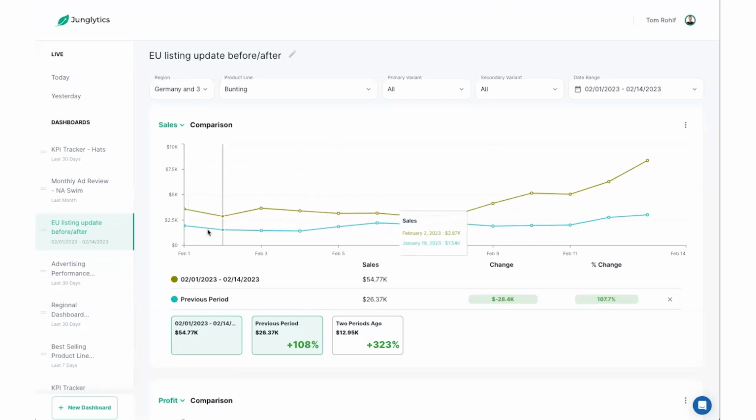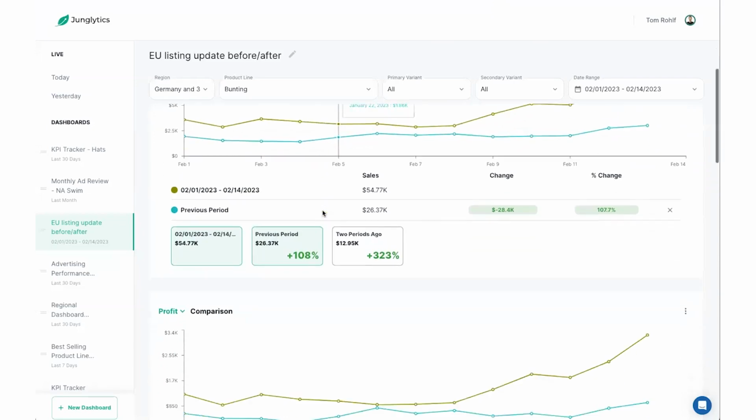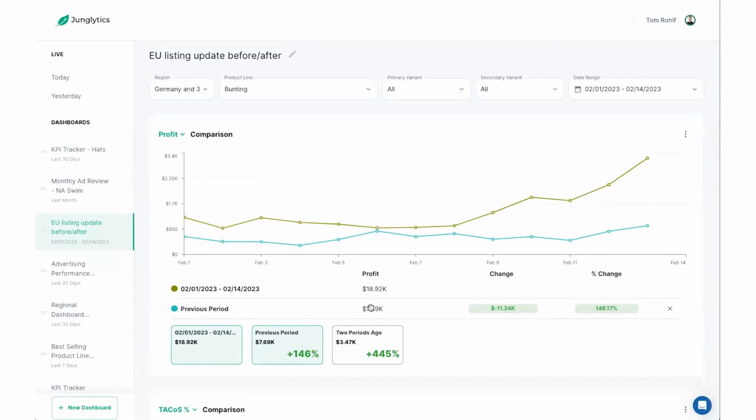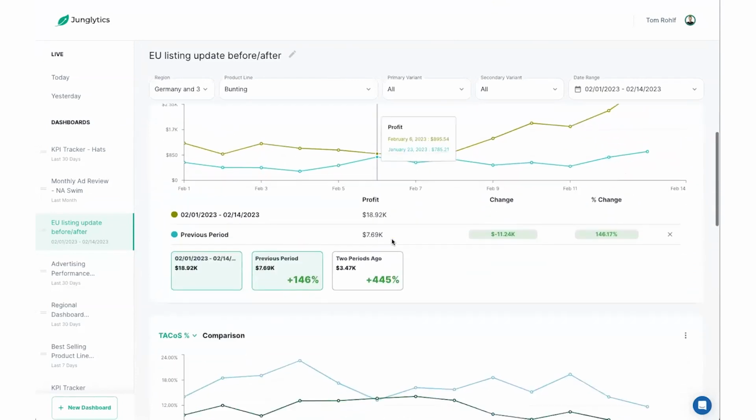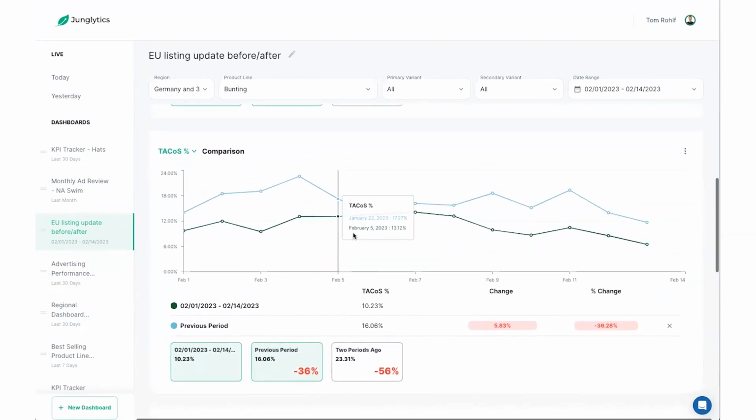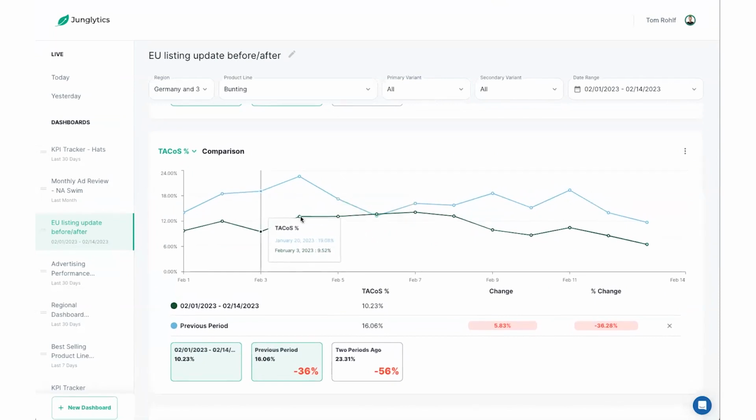So this blue line is the previous period. So this is the day before this day. Does that make sense? So it was largely flat. And then I think the algorithms picked it up at some point, and conversion rates started to change, and we started to see a big lift about 7-8 days after we made that change. Similarly, we saw a similar increase in profit, and then our TACoS number also went down. So all good across the board.